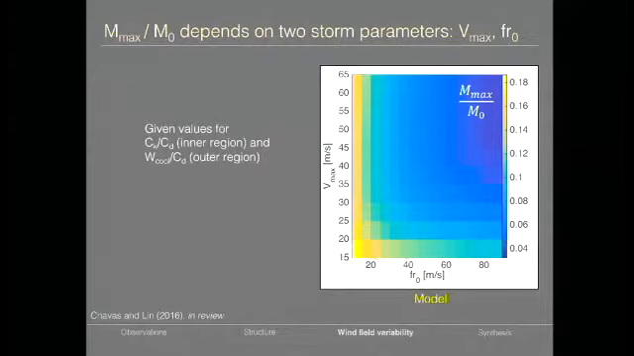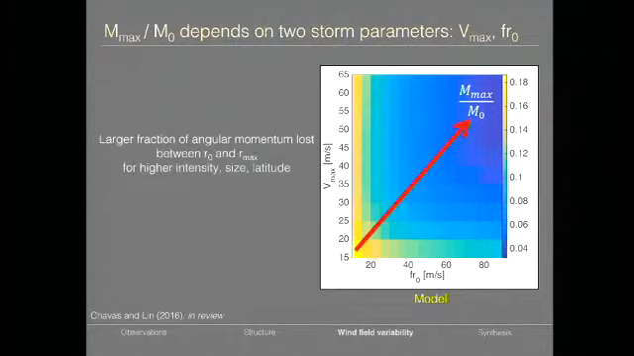And then theoretically, this M max over M naught is the structural quantity, the fraction of angular momentum that you conserved. And this shows theoretically what the model predicts for the dependence of this fraction on these two quantities. So as you increase intensity, or you increase either size or latitude, you lose a larger fraction of the angular momentum that you started with by the time you get to the radius of maximum wind.